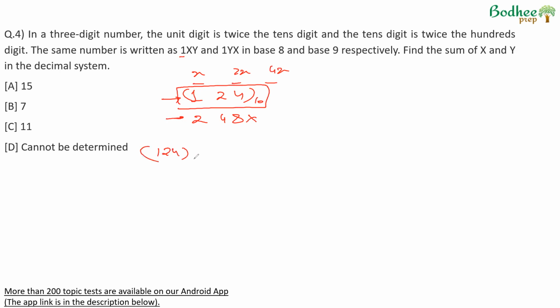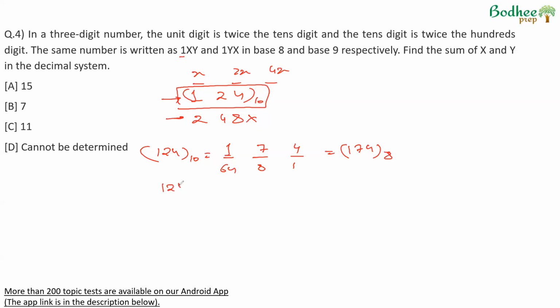124 in base 10 converted to base 8 will be, the powers are 1, 8 and 64. 64 ones are 64, we are left with 60. 8 sevens are 56, 1 four is 4. So in base 8, this will be 174 in base 8.